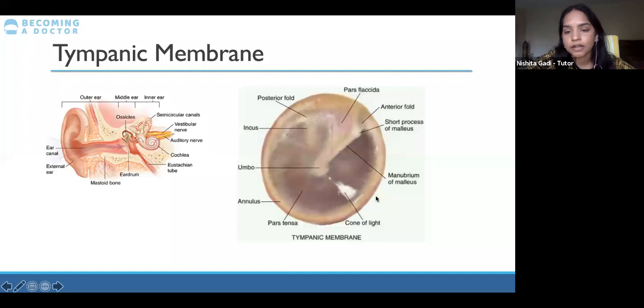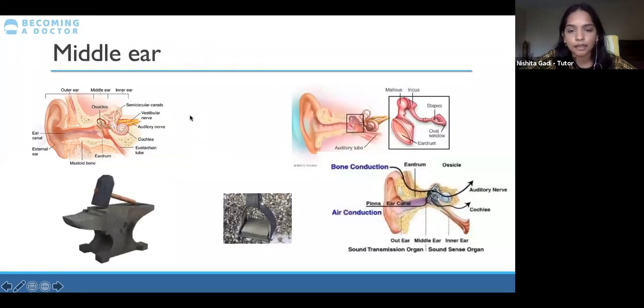Key things to take notice of: here, there's the cone of light. You'll see a reflection of the light from the otoscope. But if there's something in the middle ear, which we'll come to in a minute, you probably won't see this, or the light will be quite dull. There's also the short process of the malleus, which is the bone behind the tympanic membrane, and you'd see that there. There are also quite a lot of other parts, but I won't go into that today for time's sake.